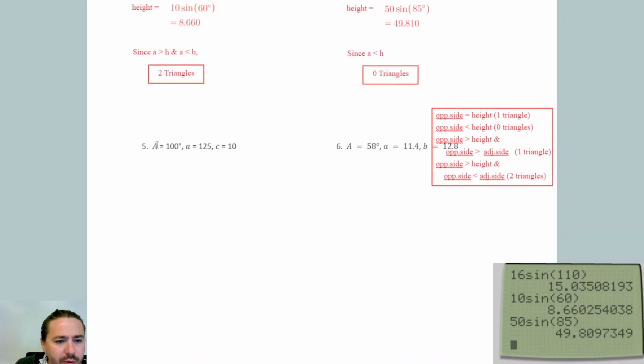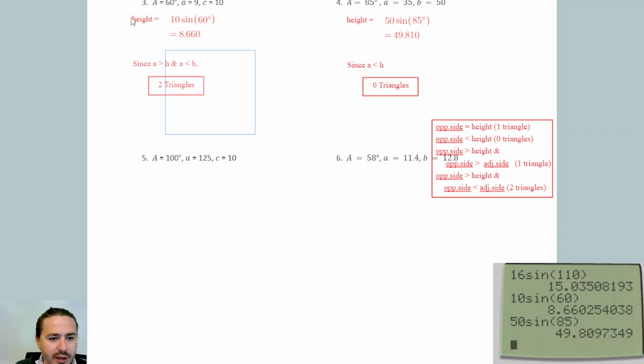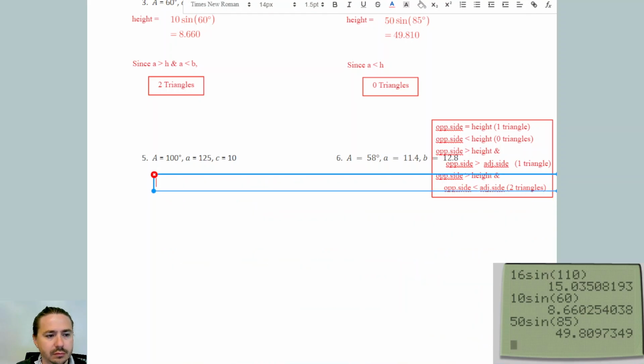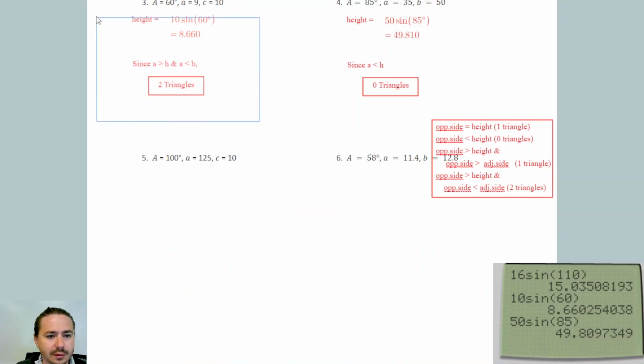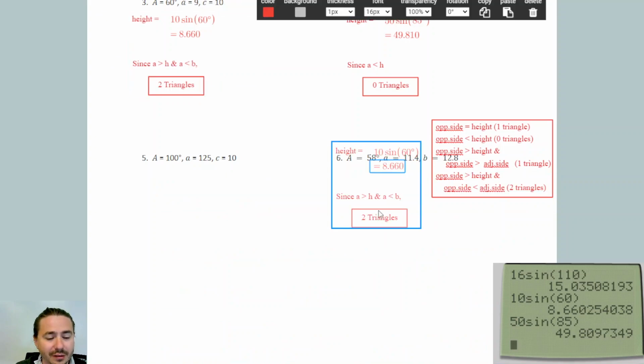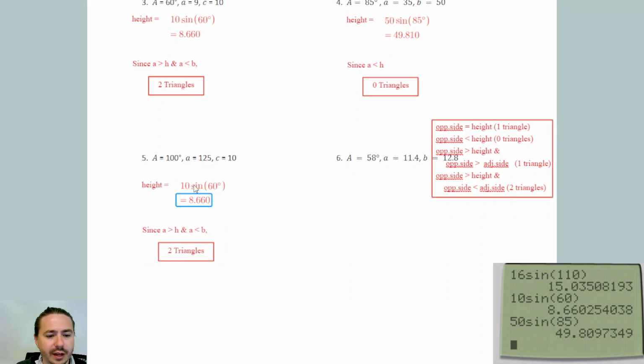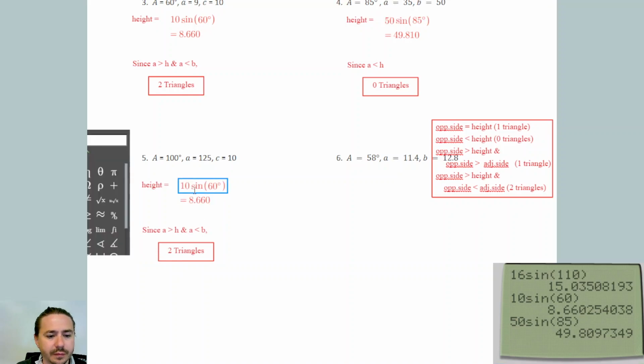On this one, let's go ahead and copy this. The height is equal to, come on. That didn't copy very well. Here we go. Okay, so the height is going to be, let's see here, what we got? 10 times the sine of 100 degrees.